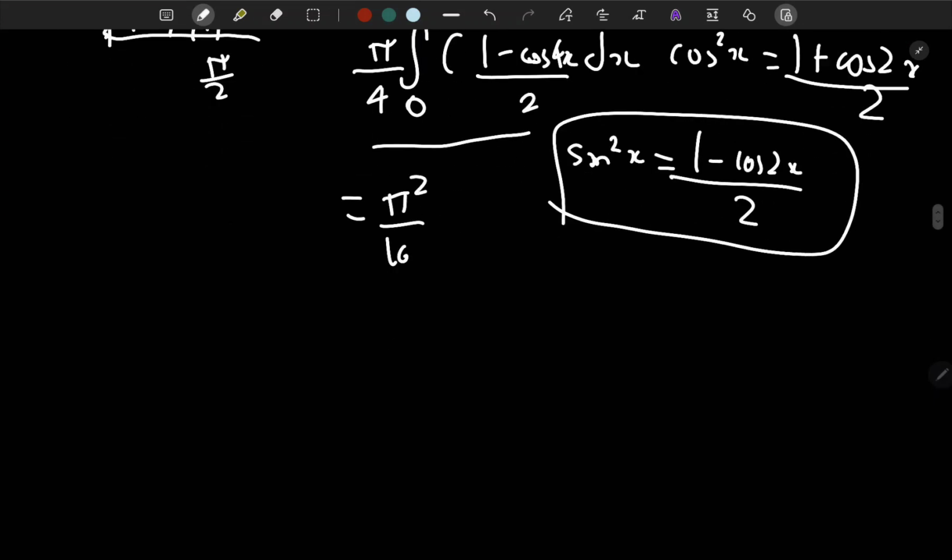So now let's move on to the washer method, where we have two lines or curves equations. So y is equal to 4 minus x squared, y is equal to 2 minus x, and we are rotating about the x-axis.